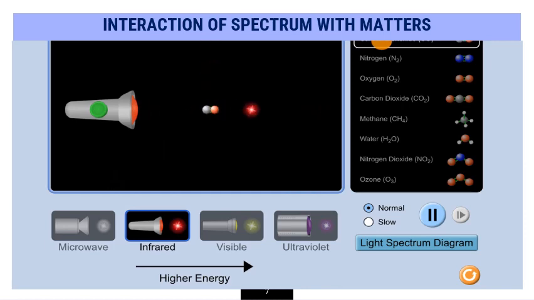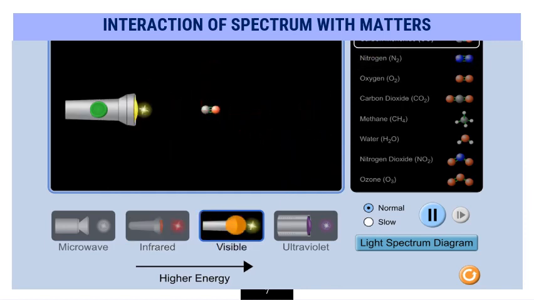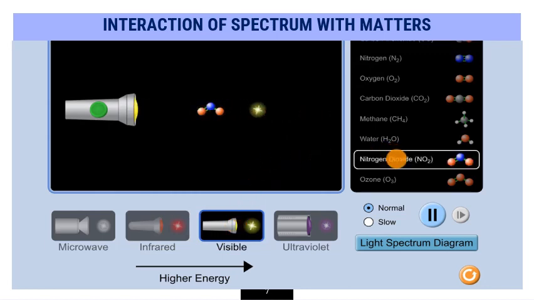Now what about visible light? Well, visible light will have different interactions with different types of molecules, but let's try it out with nitrogen dioxide. So there's certain situations where nitrogen dioxide will absorb, that's when you saw it glowing. And what you see when it's glowing, what it's really doing is it's putting electrons into a higher energy state or into a higher orbital. And then when it stops glowing, it means that those electrons are going back to a lower energy state.